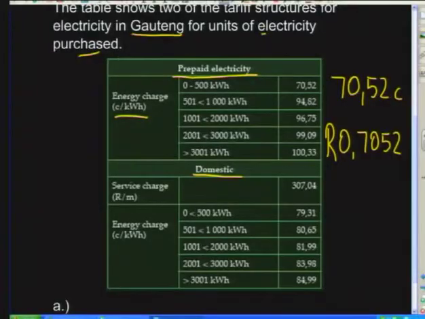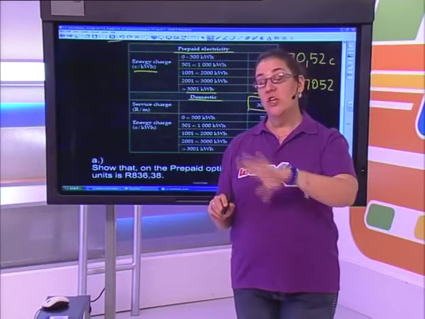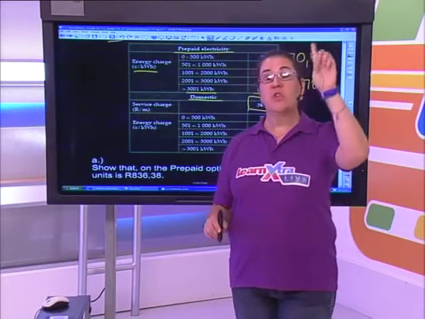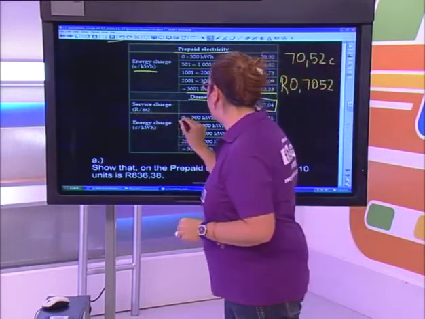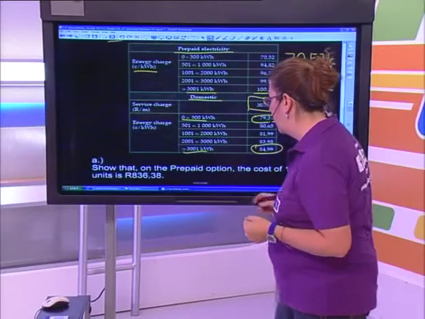So we've got different sliding scales. If you're using more than 3,000 kilowatt hours, then you're paying 100.33 cents. Your service charge is in rands per meter. You are paying a flat rate of 307 rand and 4 cents, for the joy of having electricity. Even before you've switched on one light, you're paying 300 rand. Your energy charge for 0 to 500 is 79.31, and over 3,000 it is 84.99, compared to 100 cents. So it is a little bit cheaper as you use more electricity.